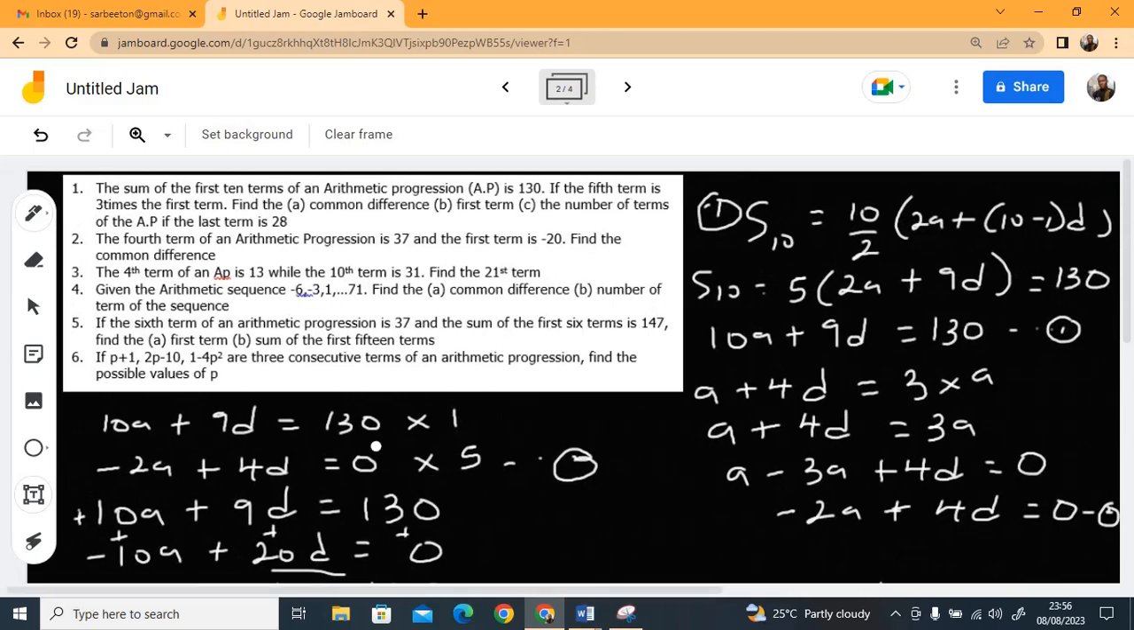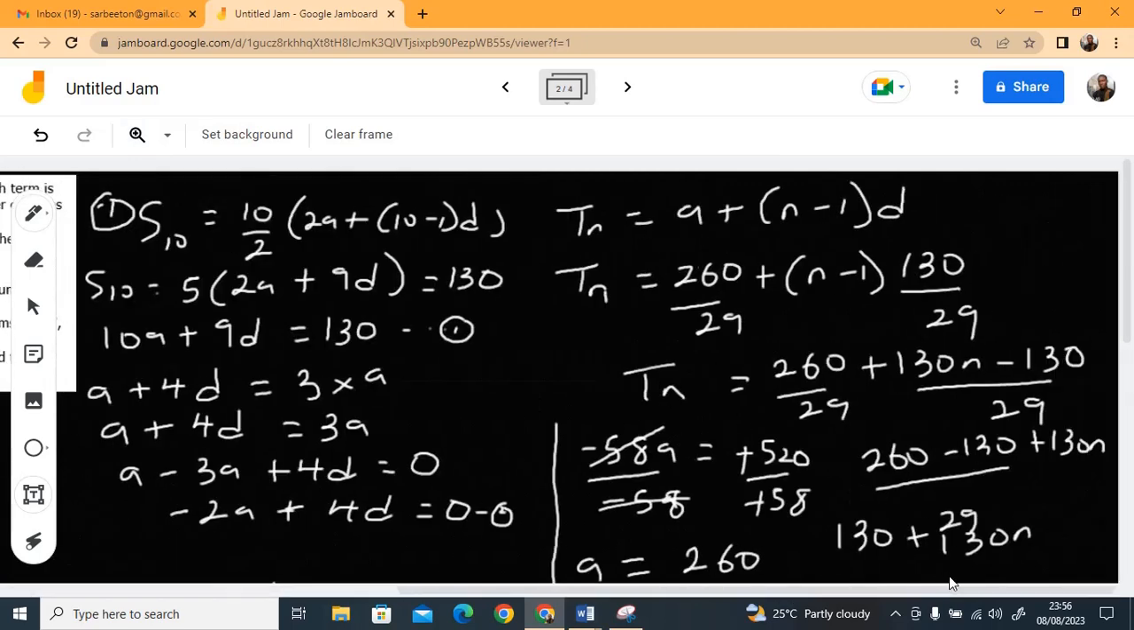Sorry, there was a mistake here. They said, if the last term, find the number of terms of the AP if the last term is 28. It means for this one here, everything will be equal to 28.